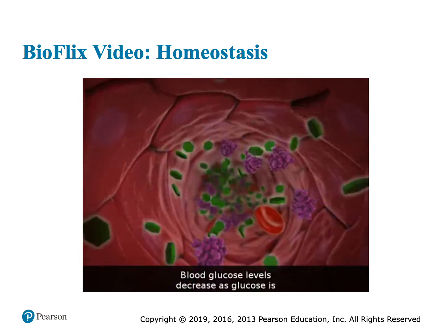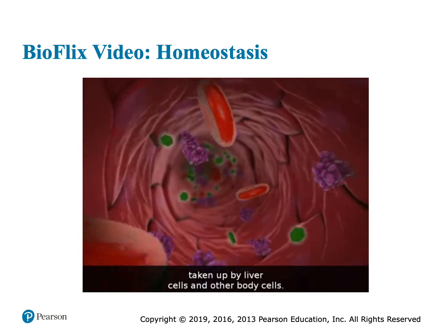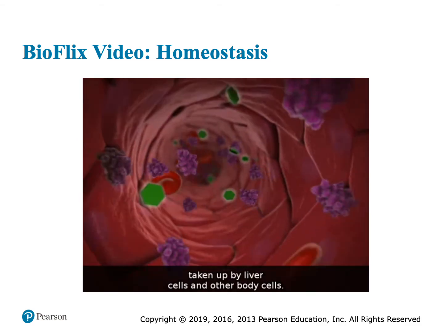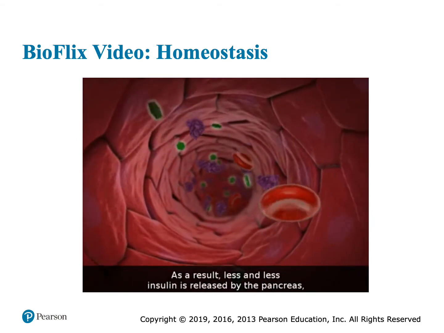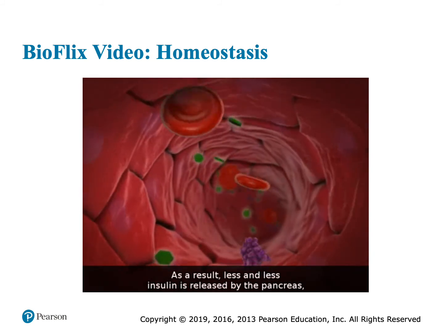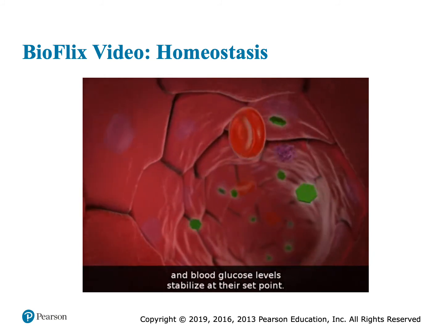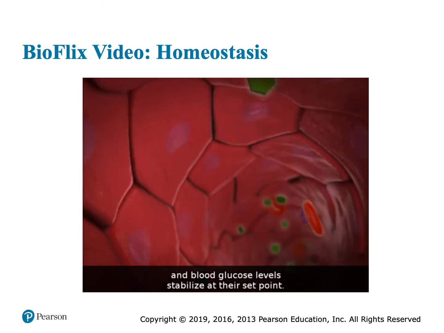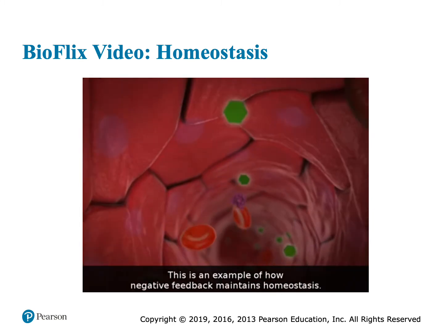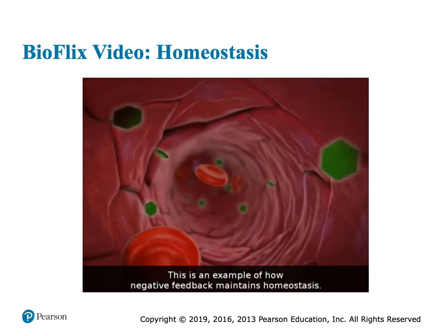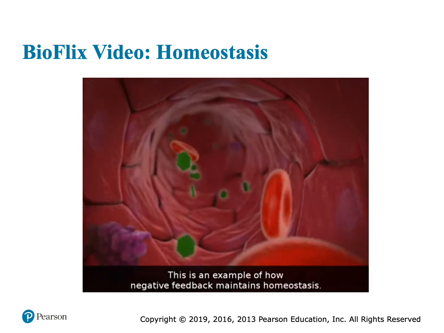Blood glucose levels decrease as glucose is taken up by liver cells and other body cells. As a result, less and less insulin is released by the pancreas, and blood glucose levels stabilize at their set point. This is an example of how negative feedback maintains homeostasis.